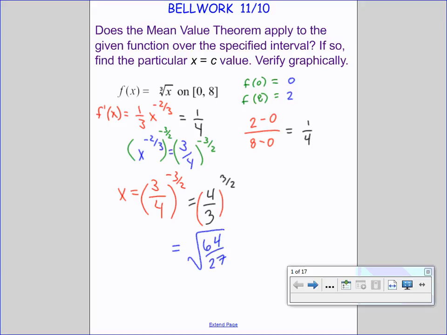So I have no idea what that is, but we're going to go ahead and check graphically, and I'm going to do my second calculate dy/dx. Square root of 64/27, and see if it jumps on the curve and spits out a derivative value that is 1/4. Let's try it.